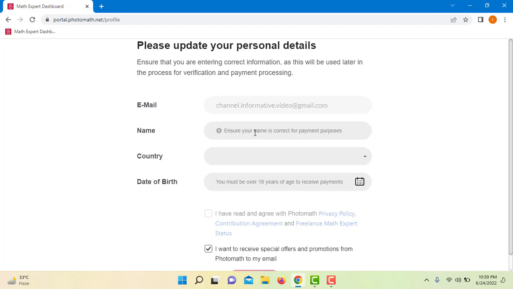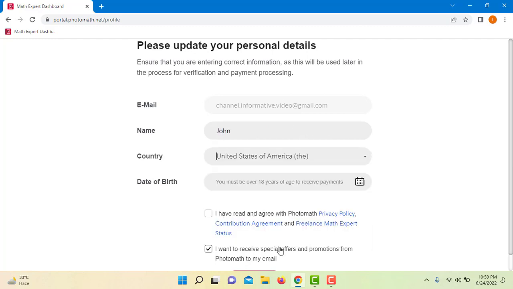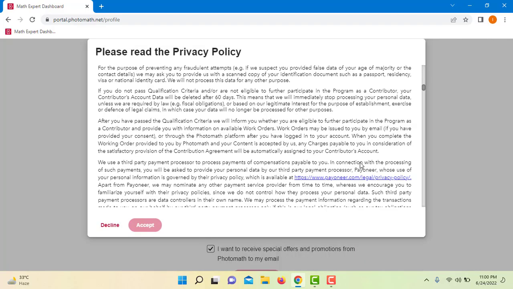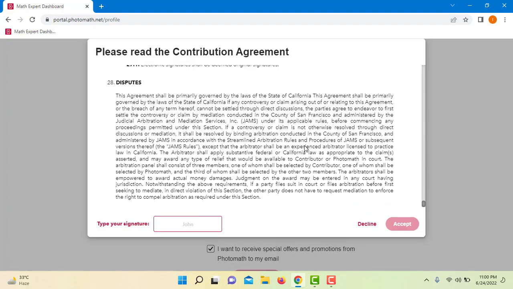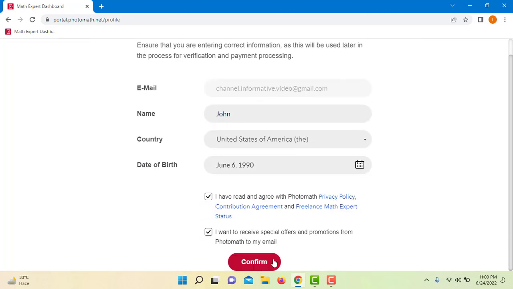Here you have to update your personal details like email, name, country, date of birth, etc. And then you have to accept the agreement by typing your name in the signature box. After confirmation, the Photomath page will be opened on your screen.